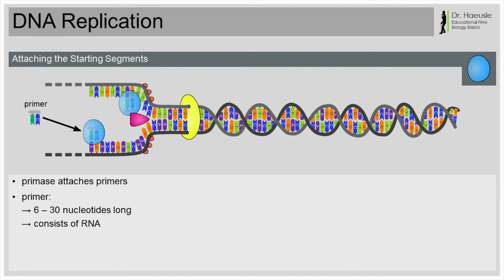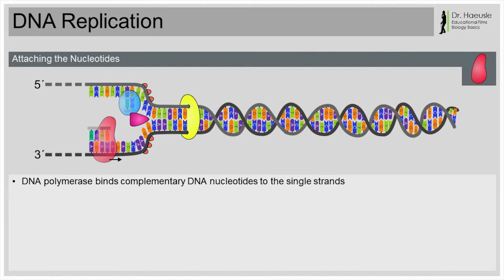In our sketch, the RNA primer is pictured in a lighter gray. Also note that the primer contains the base uracil instead of thymine. The primers are connected to the DNA strands by the enzyme primase. But now the DNA nucleotides can be attached. Yes, the DNA polymerase binds new complementary DNA nucleotides to the two single strands of DNA. The two original single strands are thereby used as a template.